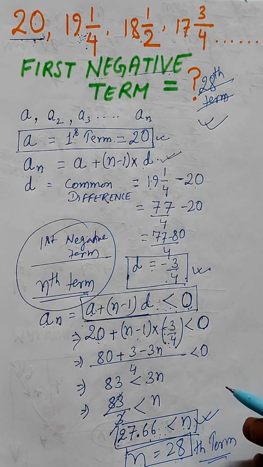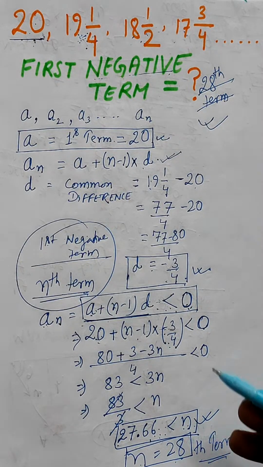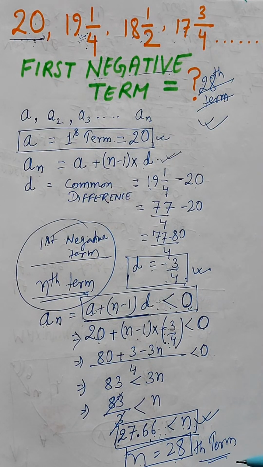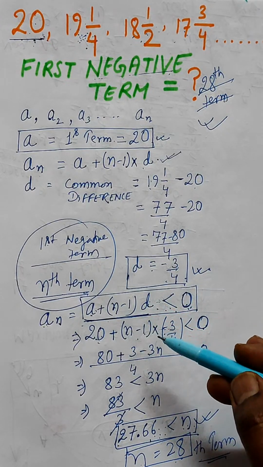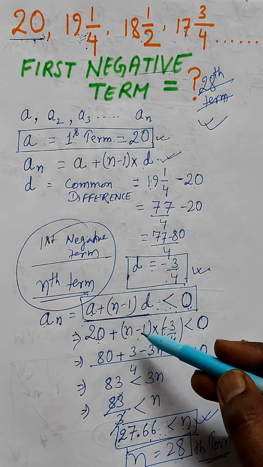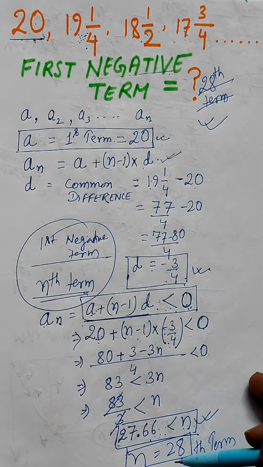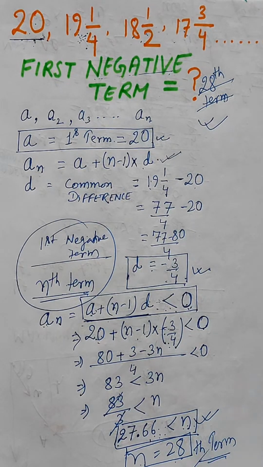Any such questions of AP where the negative term or any nth term needs to be calculated, you can solve in this way. The ultimate agenda is that we need to create an equation in a variable with known terms, right? And that the single variable can be calculated. Okay, so here we have solved this.